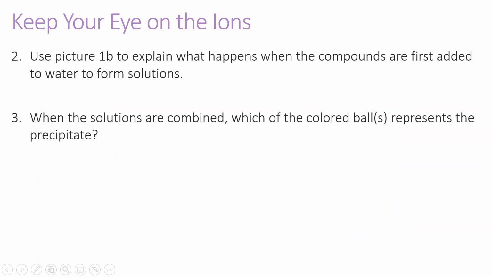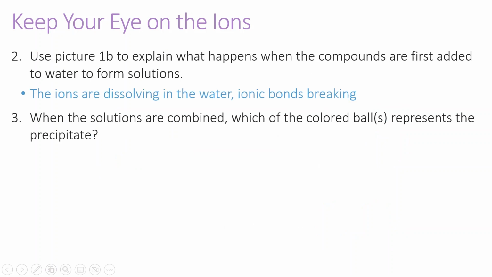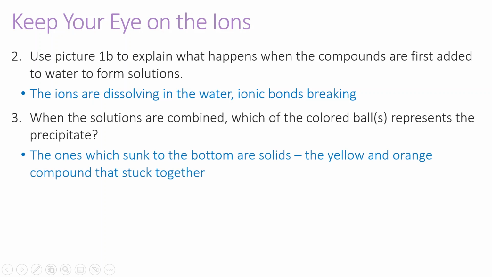So use picture 1b to explain what happens when the compounds are first added to water, forming solutions. So they were dissolving. We were breaking those ionic bonds, changing the solid ionic compounds into aqueous ionic compounds. So which of the colored balls represented the precipitate? Those are the ones that sunk to the bottom, the yellow and the orange. Those stuck together and sunk to the bottom, representing the solid formed from this reaction.